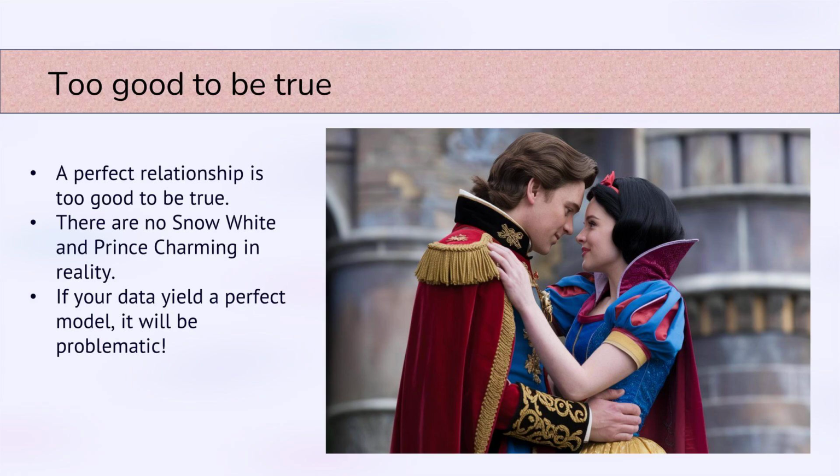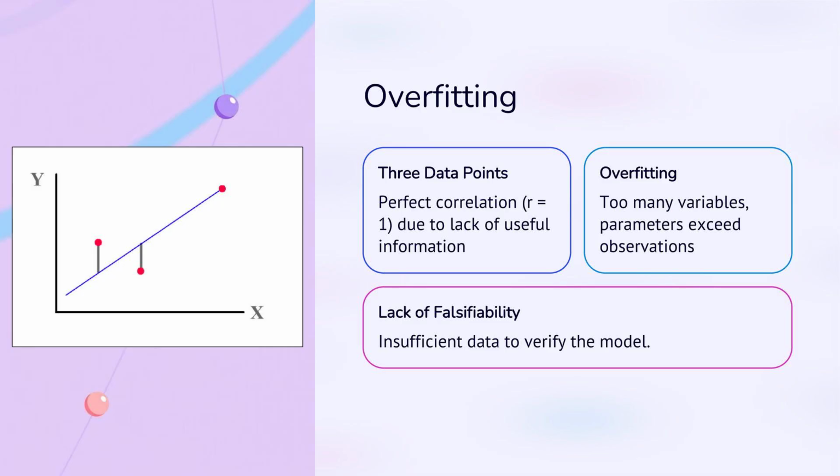Indeed, a perfect relationship is too good to be true. There are no Snow White and Prince Charming in reality. Perfect models are often flawed. True models involve imperfections, fostering realistic and reliable statistical practices. In addition, when there are too many variables in a regression model, that is, the number of parameters to be estimated is larger than the number of observations, this model is said to be lacking degrees of freedom and thus is overfit. Conceptually speaking, there should be 4 or more variables and 3 or fewer observations to make a model overfitting.